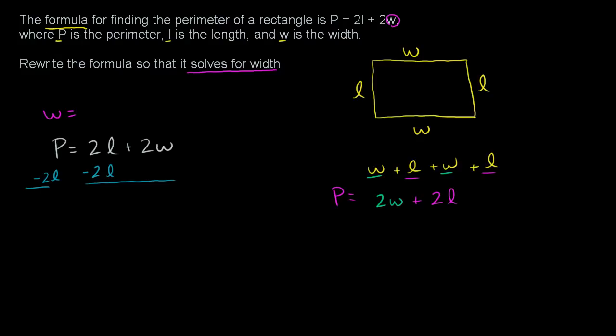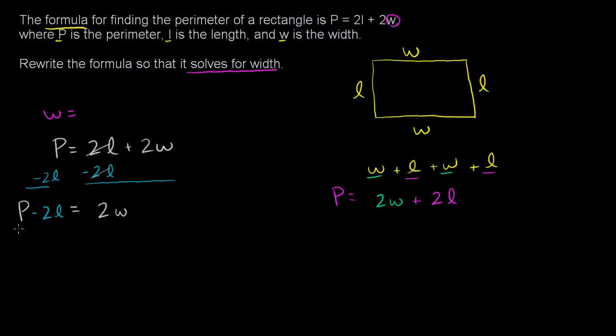So the left-hand side is going to be P minus 2L, and then that is going to be equal to, well, 2L minus 2L. The whole reason why we subtract a 2L is because these are going to cancel out. So these cancel out, and you're just left with a 2W here. We're almost there. We've almost solved for W. To finish it up, we just have to divide both sides of this equation by 2. And the whole reason why I'm dividing both sides by 2 is to get rid of this 2 coefficient, this 2 that's multiplying W.